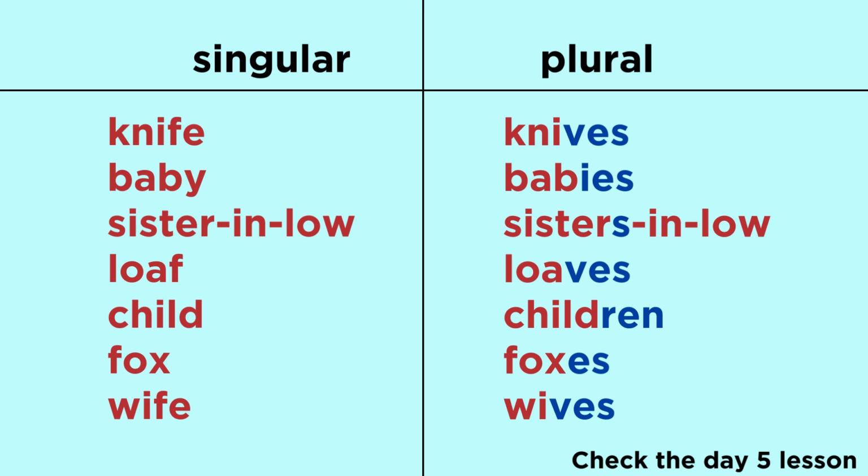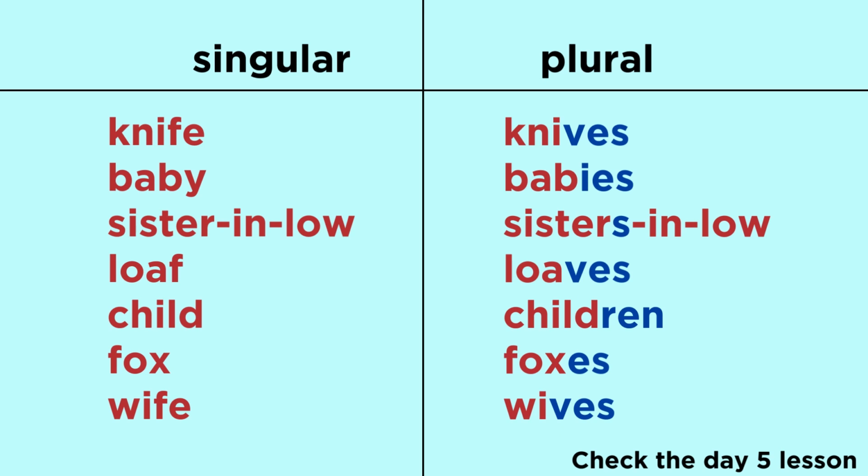Babies. Next one, sister-in-law. This is a compound noun. There are three parts in this noun, sister-in-law. So, which is the main word of this noun? Sister. So, we should add S after sister. So, what will be the plural? Sisters-in-law.